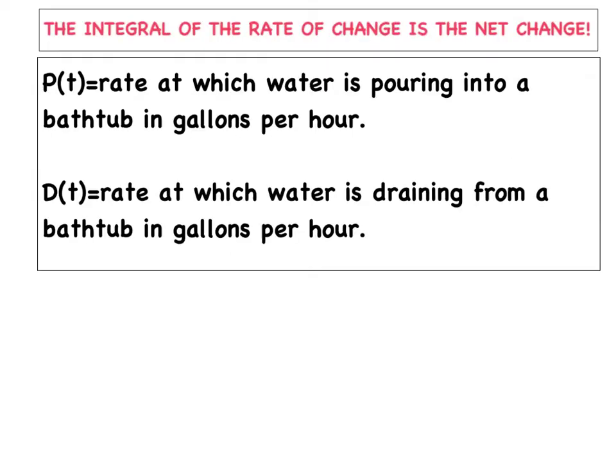So I've thrown out a couple definitions here. I've established these functions. I didn't give you an equation to go with them, but I said P of t is some magical function that describes the rate at which water is pouring into a bathtub and is represented in gallons per hour. D of t is another mysterious function that represents the rate at which water is draining out of the bathtub. So you've got the faucet turned on, water's pouring in, but then maybe the plug at the bottom wasn't fully engaged or something. So I'm going to throw out a few integrals and you tell me what they describe.